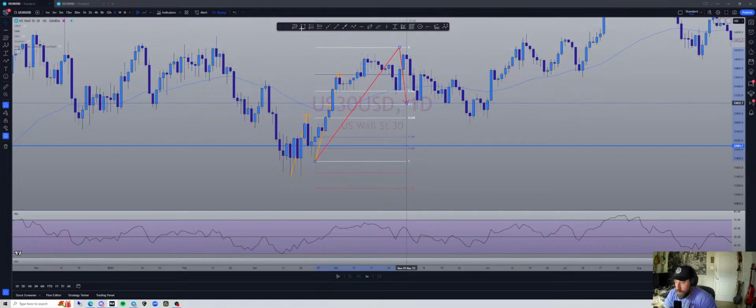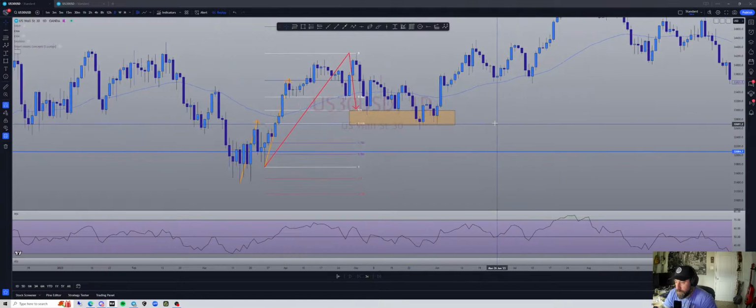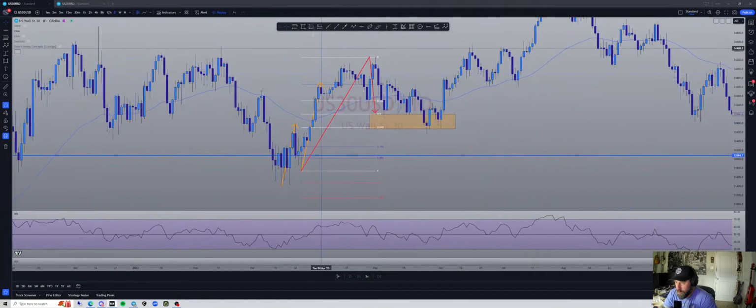There's the 50. What I say is buyers and sellers, in this particular case, buyers sit at the 61.8 and 50 zone. You could have taken this trade. You would have entered at the 61.8. I like the 61.8 better than the 50, but it is what it is. Let me take off the magnet.